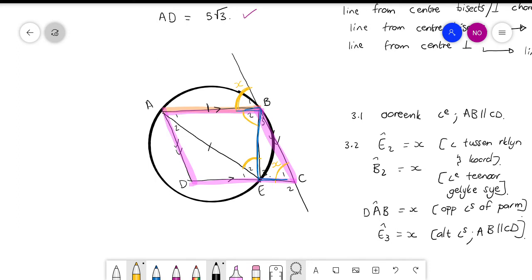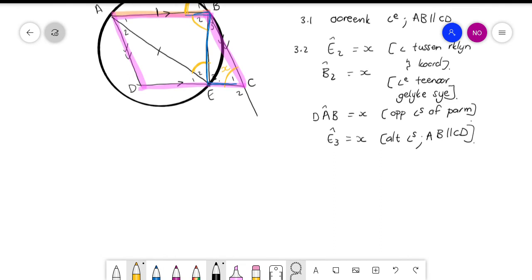Wat het jy gesê? Ja, gee my 'n oomblik. Jy moet eintlik sê teenoorstaande hoeke van 'n parallelogram. So ek gaan vir jou die punt gee vir jou hoek.